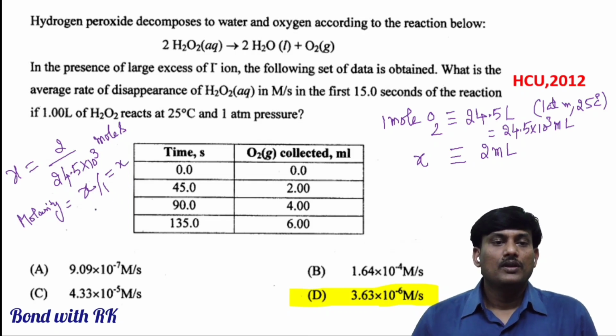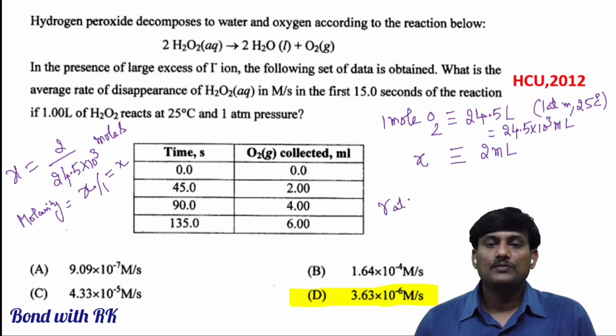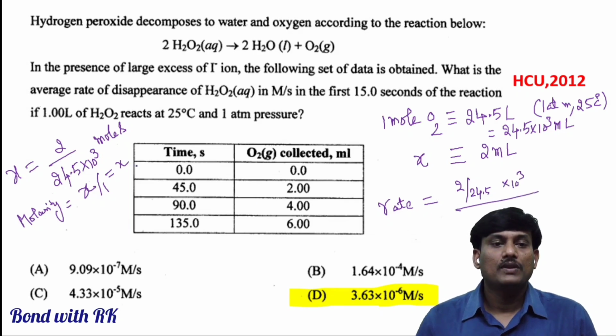Then what is the rate? Here the rate is equal to the change in concentration divided by time. The change in concentration is 2 by 24.5 into 10 cube, divided by the time interval, which is 45 seconds.